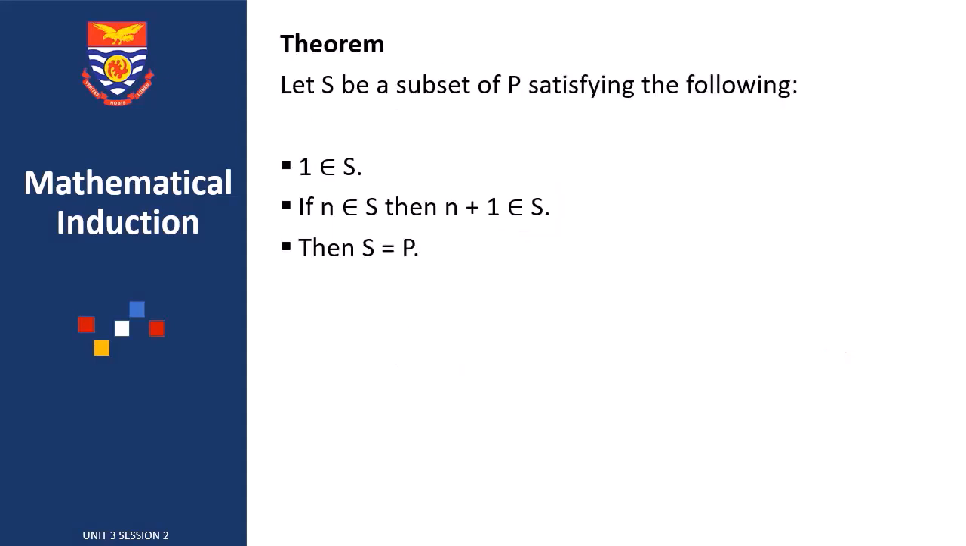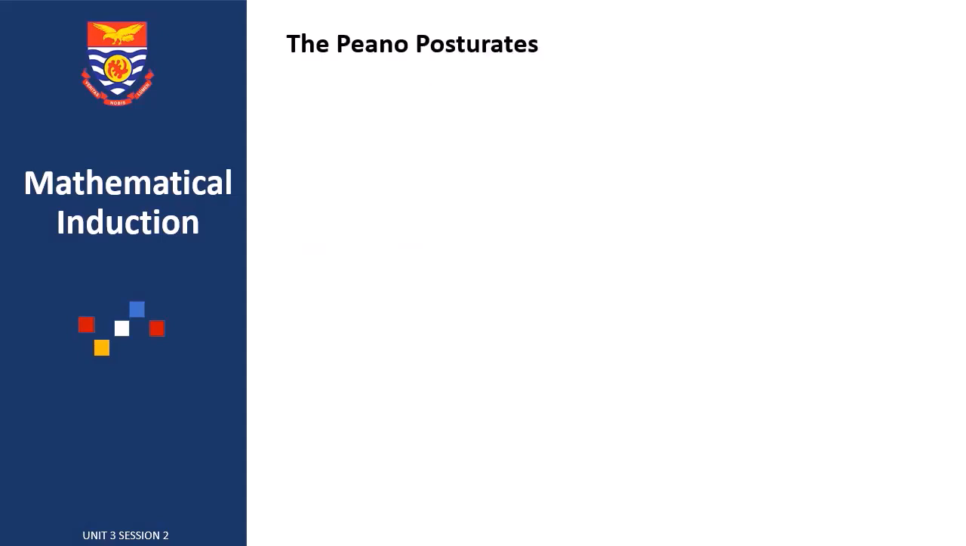Okay, let's see the theory. Let S be a subset of the natural numbers satisfying the following: 1 is a member of S, and if n is a member of S, then n+1 is also a member of S. Then we can say that S equals the natural numbers. We don't give proof of either of these versions. Instead, we give an axiomatic construction of the natural numbers, including the notions of addition and multiplication, in terms of what we call the Peano postulates, which is what we are going to deal with.